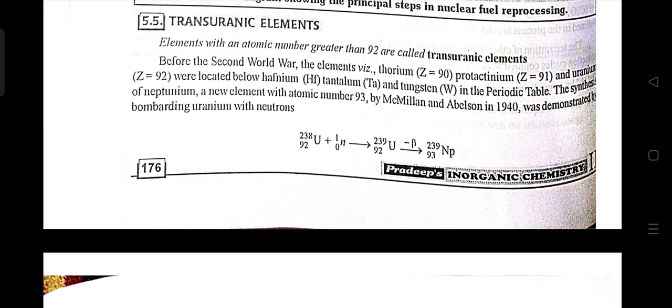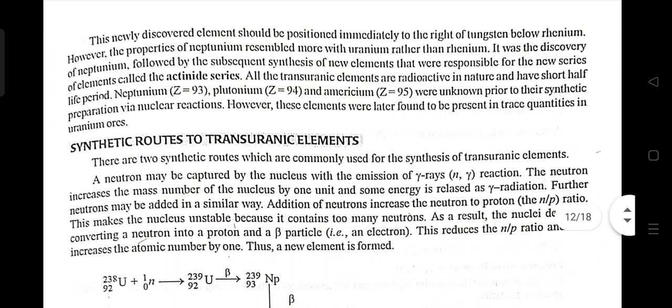Transuranic elements. Elements with atomic number greater than 92 are known as transuranic elements. Before the Second World War, the elements thorium, protactinium, and uranium were located below hafnium, tantalum, and tungsten in the periodic table. The synthesis of neptunium, a new element with atomic number 93, by McMillan and Abelson was demonstrated by bombarding uranium with neutrons. This newly discovered element should be positioned immediately to the right of tungsten below rhenium. However, the properties of neptunium resembled more those of uranium rather than rhenium.